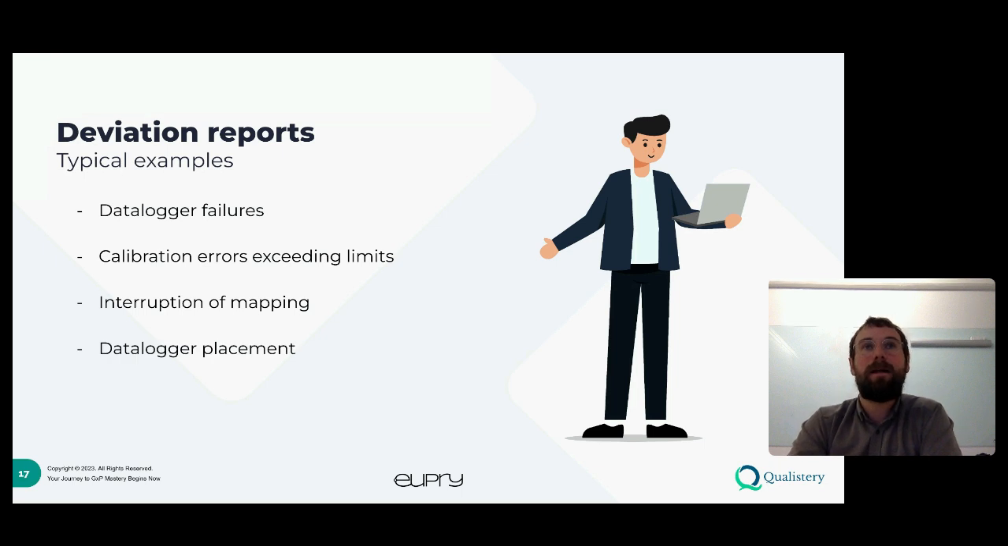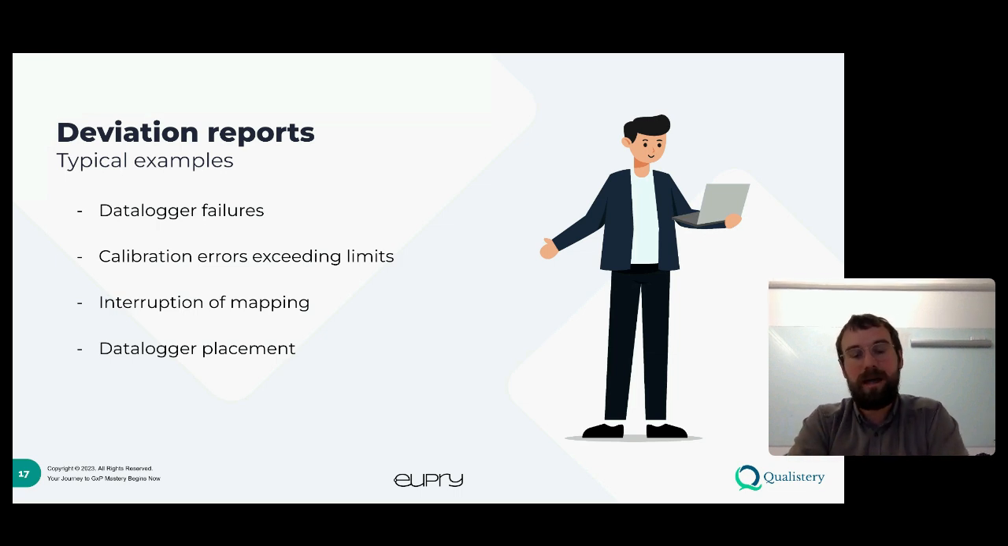And again, data logger placement is one we often see. If you have hundreds of data loggers that you need to place, you might have 1 or 2 or 3 data loggers that were not placed where you anticipated. That's totally fine as well, but it's still a deviation from the protocol, through the execution, and then to the final report. You just need to assess whether that has any impact on the final conclusions.